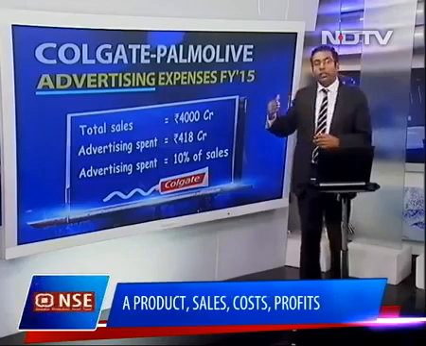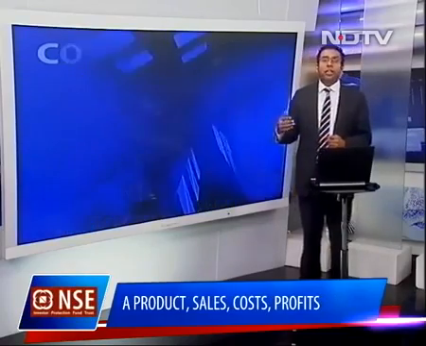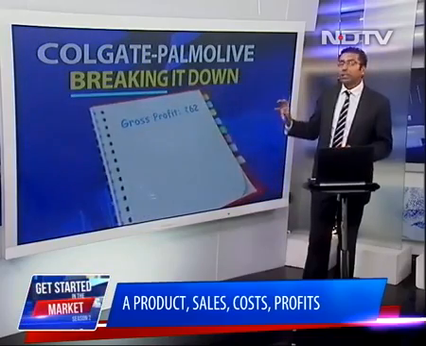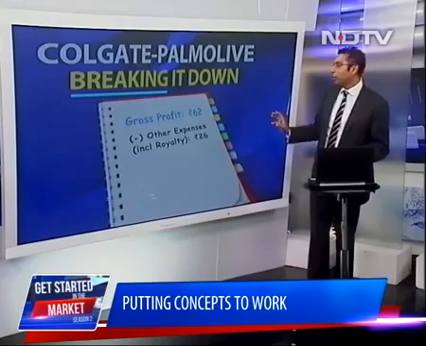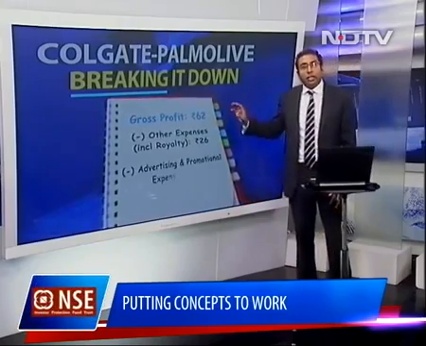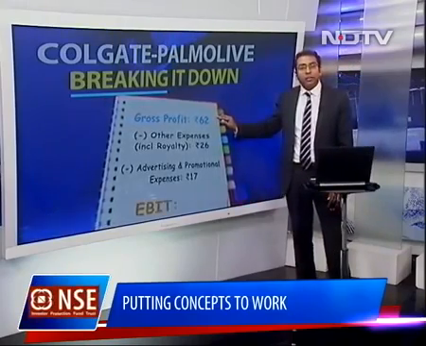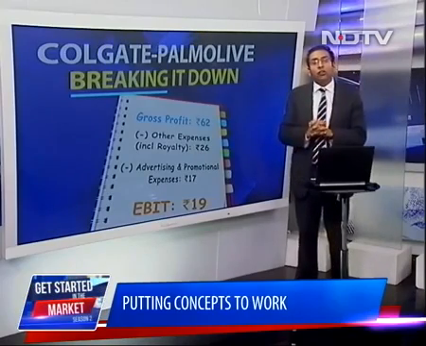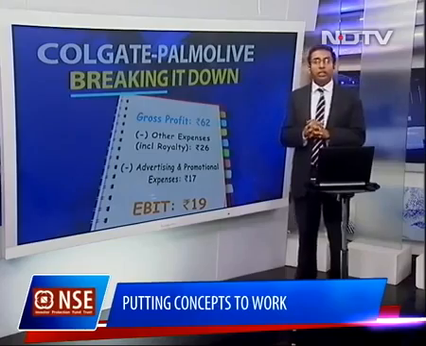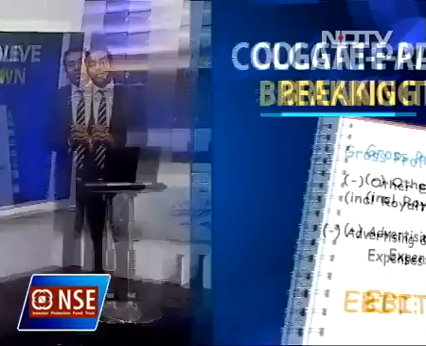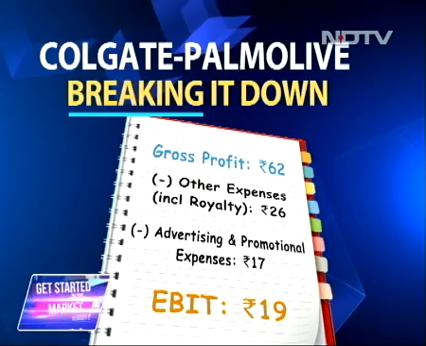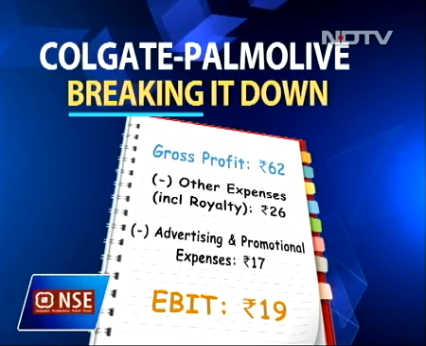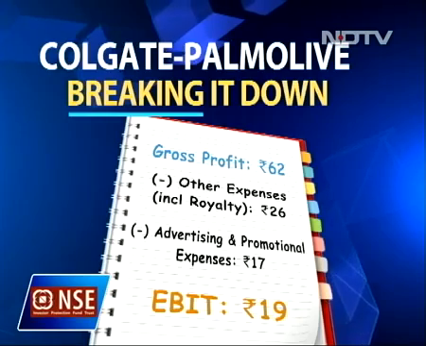But if you put royalty and advertising expenses together, what is the overall picture that emerges? Let's look at that, because that gives you a fascinating breakdown of a very powerful company's cost structure. 100 rupees was the revenues we began with. Gross profits are 62 rupees. And from that, you knock off other expenses, critical amongst which is royalty. 26 rupees goes in that. And then you knock off advertising and promotional expenses of 17. And you're left with an EBIT, or also called operating profit, of 19 rupees.